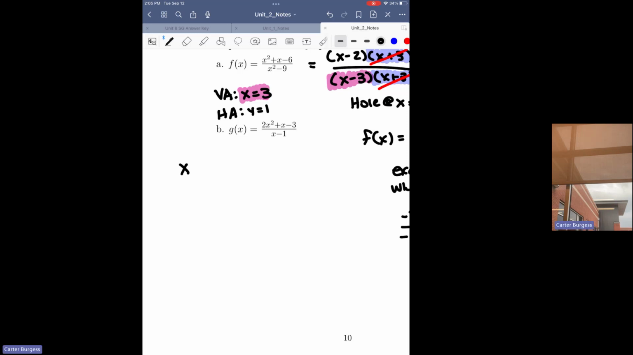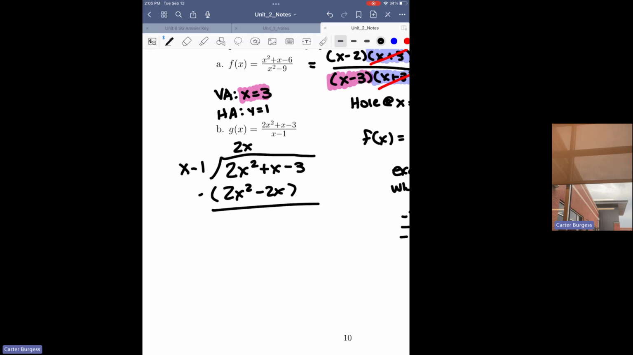Yeah, we're going to do the long division. We're going to do x minus 1 dividing into 2x squared plus x minus 3. How do I match x to 2x squared? 2x. Subtracting. What is x minus negative 2x? Positive 3x. And then how do I match x to 3x? Plus 3. And what do I get for my remainder? 0. What does that tell us?